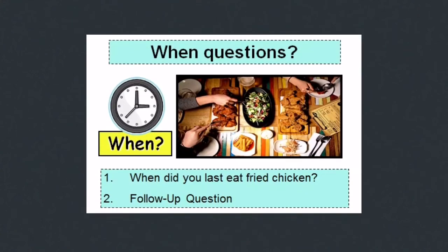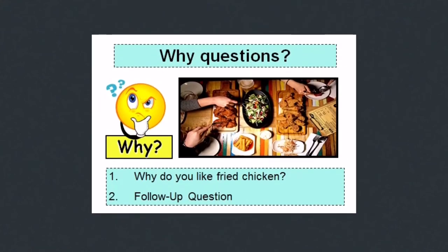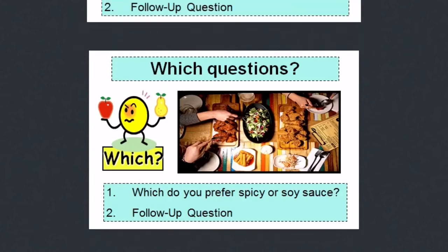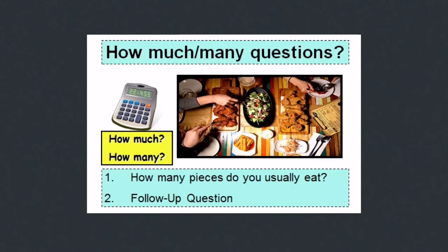If you ask, "When did you last eat fried chicken?" you could follow up with, "Where was it from?" If someone asks a why question, like, why do you like fried chicken? You could follow up with, why don't you eat fried chicken more often? When someone asks you, which do you prefer, spicy or soy sauce chicken? You could follow that question up with, how about original or honey mustard? If someone asks, how many pieces of chicken do you usually eat? You might follow up with, which piece do you normally eat first?